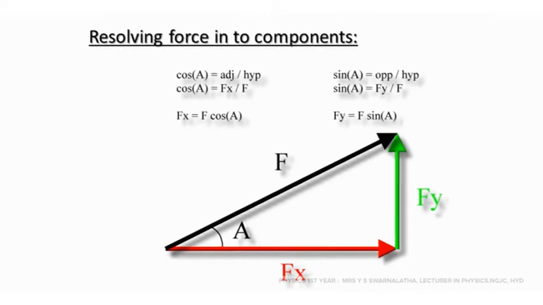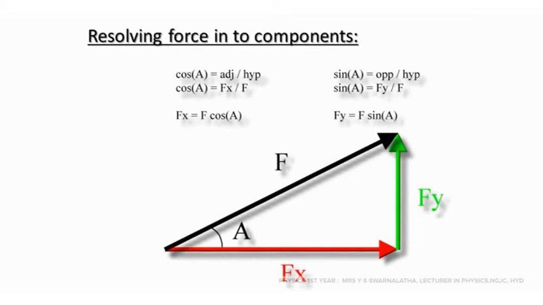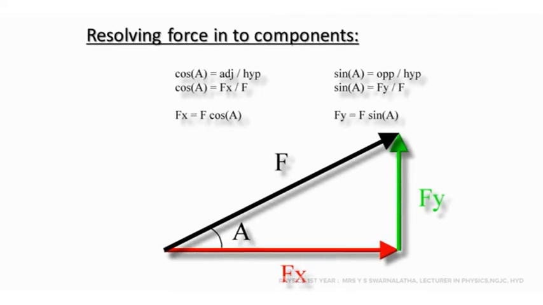Similarly, fy is vertical component. So in order to calculate vertical component, we'll take sine of the angle. Sine of the angle is opposite by hypotenuse. According to trigonometry, sine is opposite by hypotenuse. So here angle is A. Sine A is equal to opposite by hypotenuse. So opposite to angle A is fy. So fy by hypotenuse is f. So fy is equal to f sin A అని రాసుకోవచ్చు.